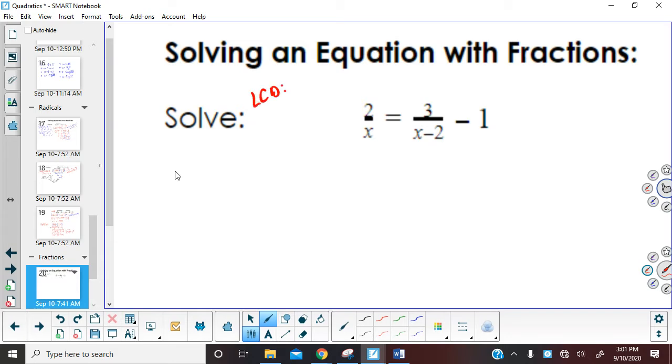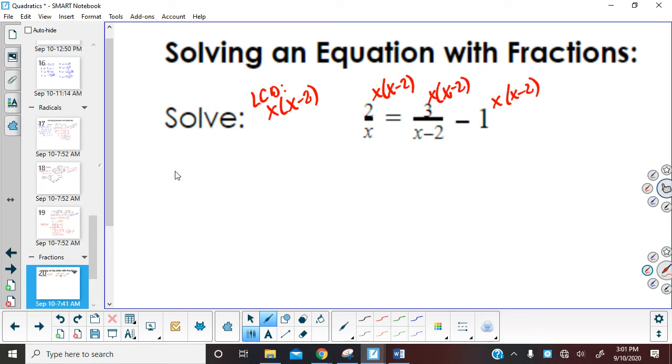So for our case, the least common denominator is going to be x times the quantity x minus 2. And we're going to multiply every single term you see by x times the quantity x minus 2. Okay, so that's our first thing, that we're multiplying everything by the least common denominator.